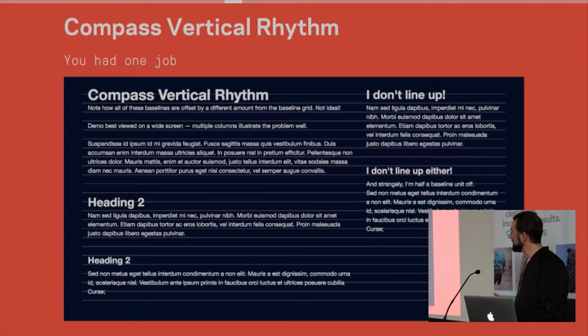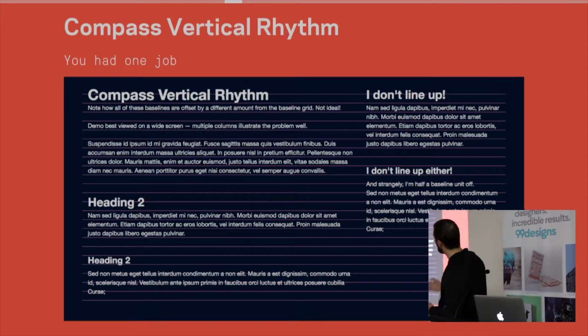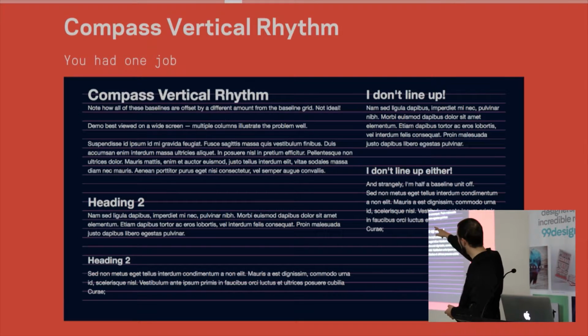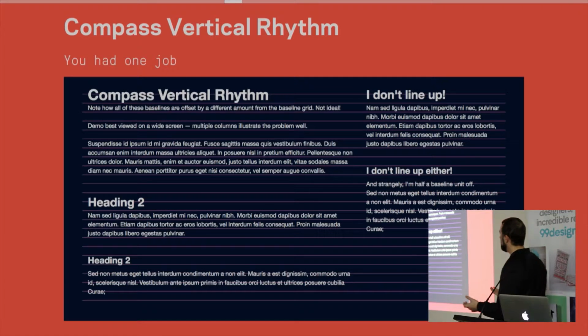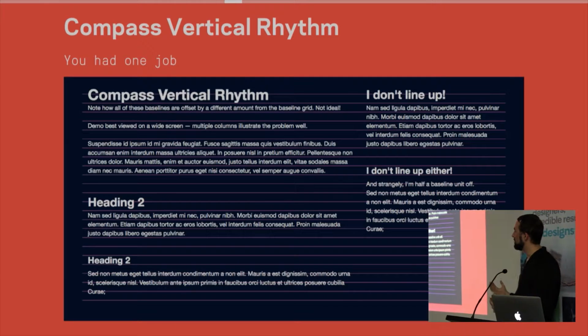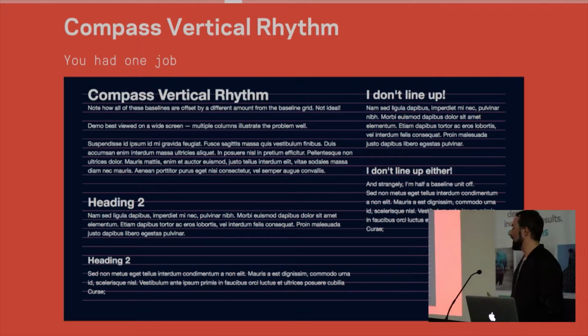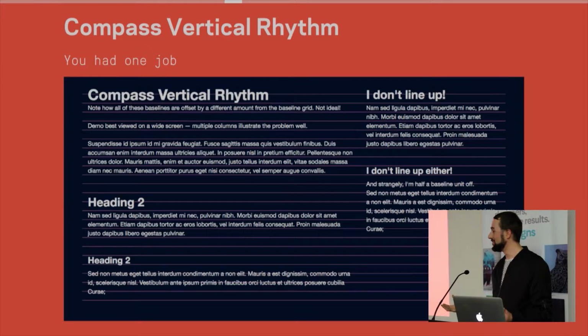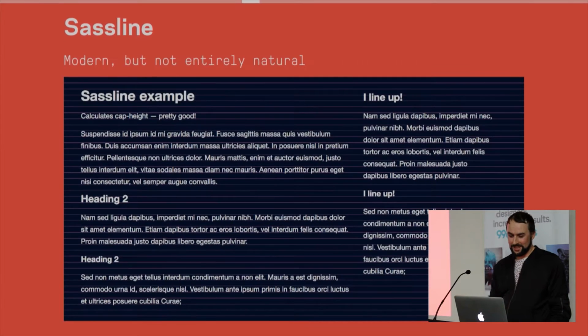Although to me this didn't really work at all, because obviously you can see across multiple columns. I think it's most evident in that top line. The baselines, first of all, they're not on the grid, and they don't actually line up across multiple columns. To me, this is like you had one job, but you're not even really doing that. Skipping forward a little bit.